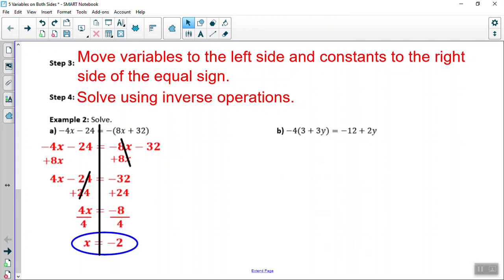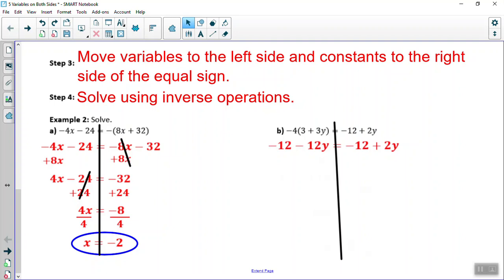This time, my parentheses are on the left side. So I'm going to distribute that -4 to the 3 and -4 to the 3y. So we get -12 minus 12y. And then I didn't have anything to do over on this side, so I'm left with -12 plus 2y.